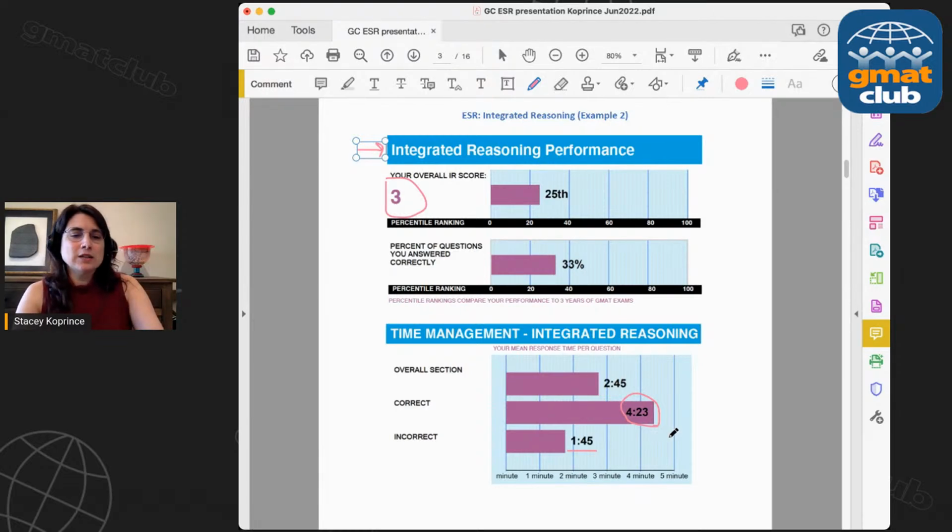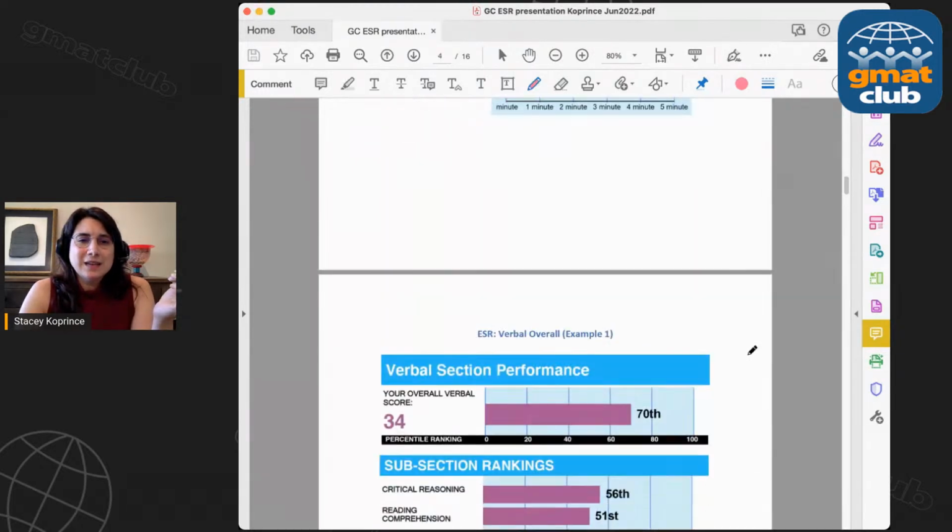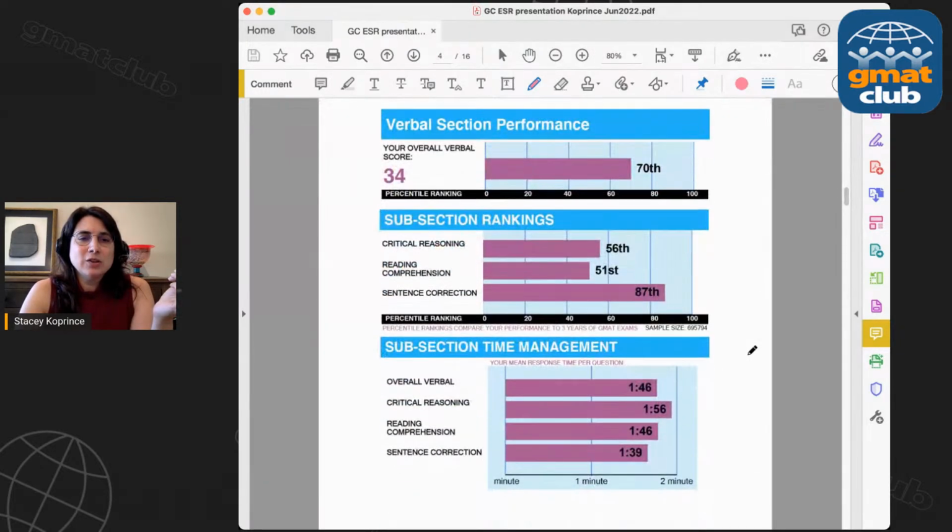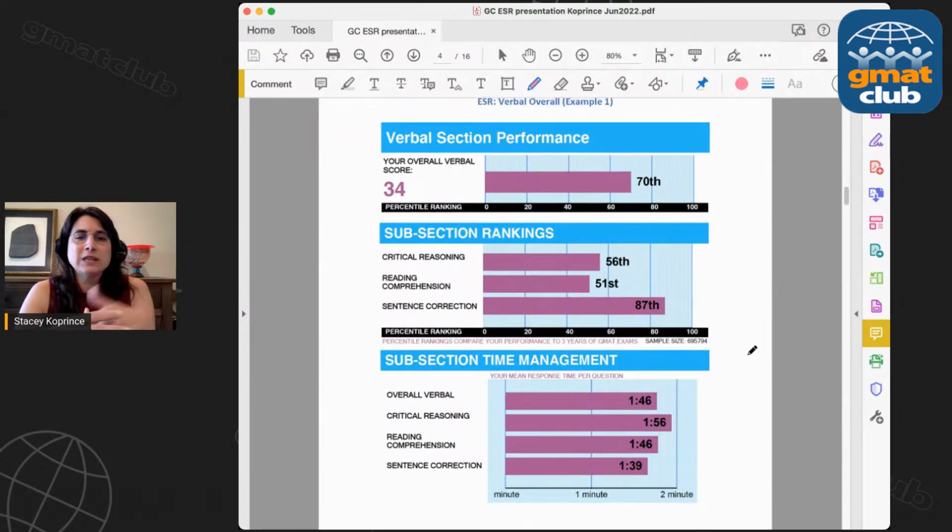Okay, so that's the IR section. That does come first in the report. We're going through the report in order of the way that the data shows up. Here's our first page of the verbal. What do you see here?